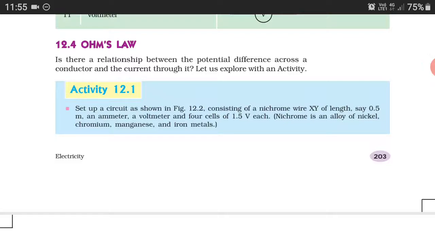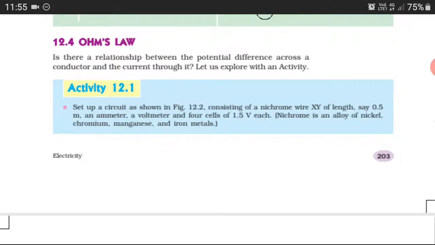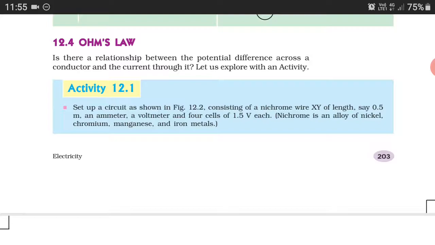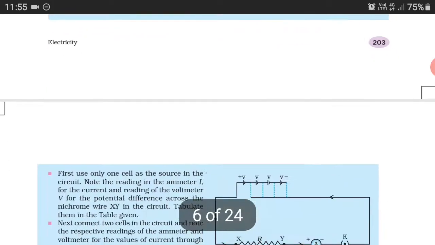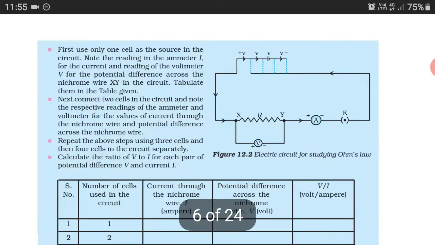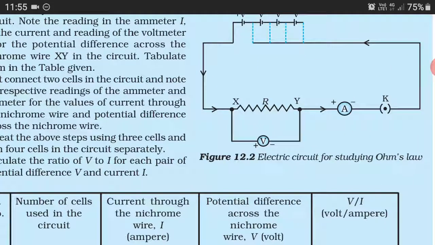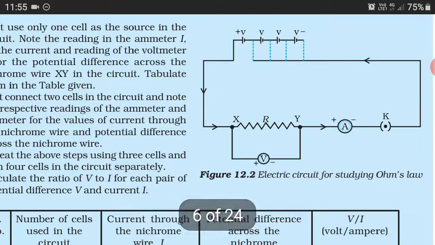So, children, in continuation with chapter 12, electricity, today we will learn about Ohm's law and his experiment. Georg Simon Ohm was a great scientist. In 1827, he did an experiment with a nichrome wire and connected it through the XY terminals, as you can see in the circuit. This is as per your NCERT.